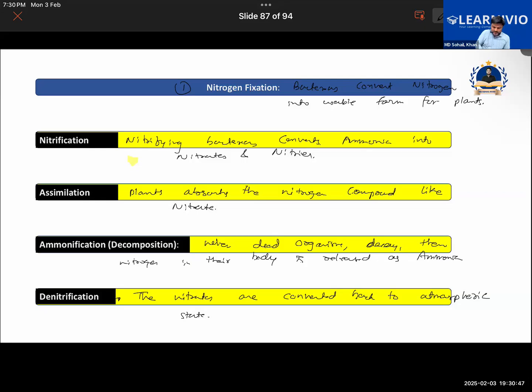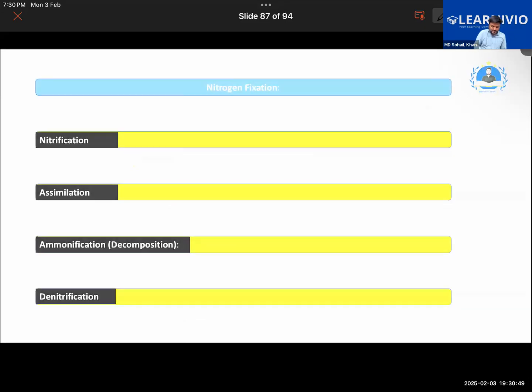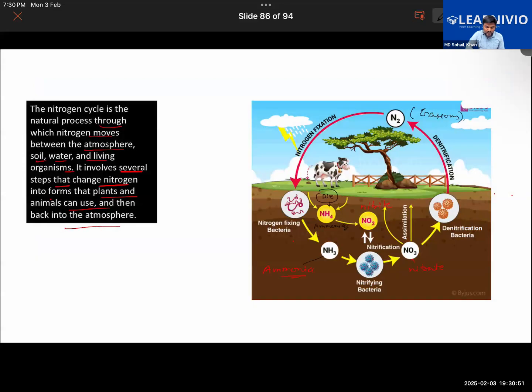So that was all about the nitrogen cycle. As you can see here, the nitrogen from the atmosphere was taken, and via different steps it is released back into the air. And this nitrogen cycle is very crucial, as nitrogen is one of the 17 essential nutrients required by the plant. So I hope that much is clear.